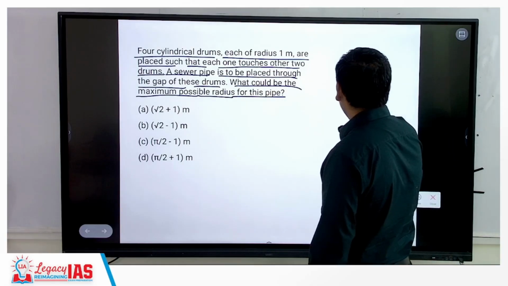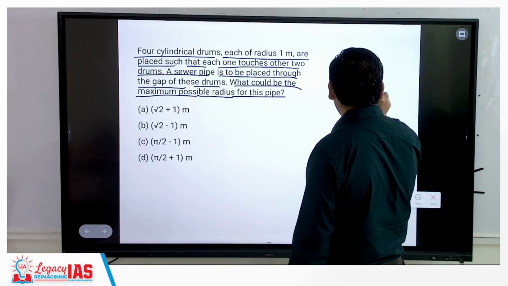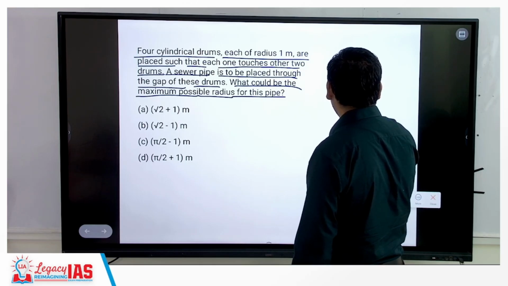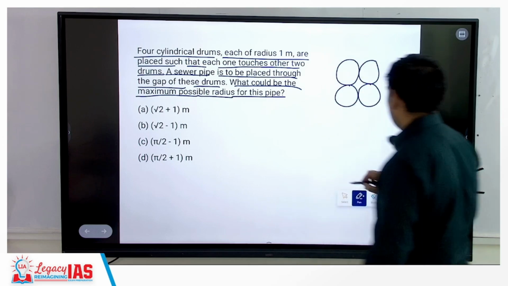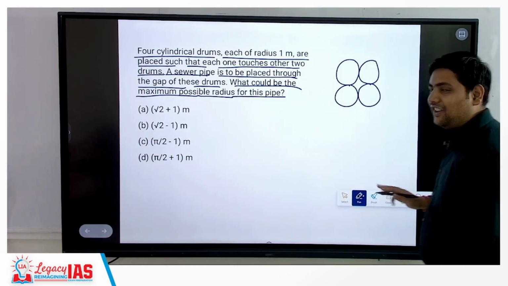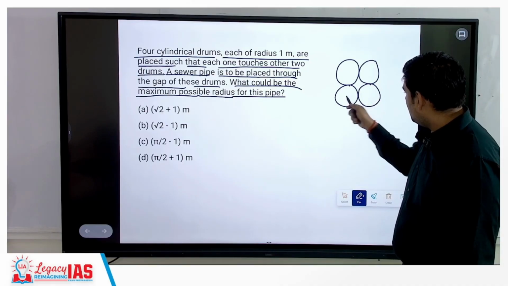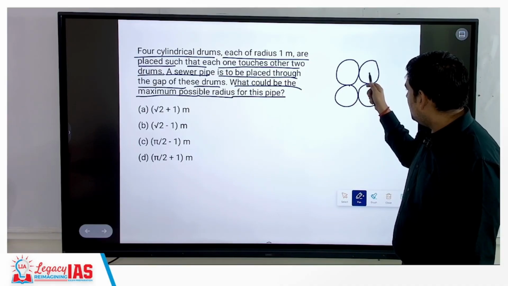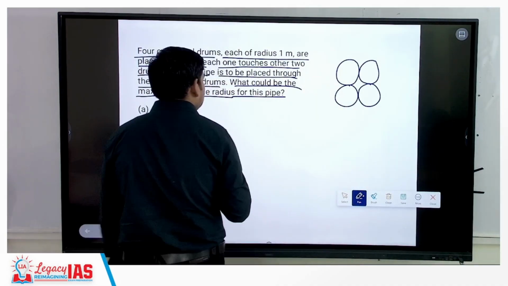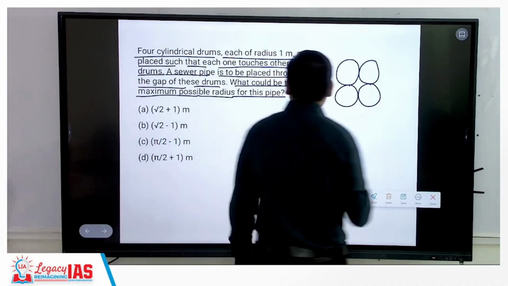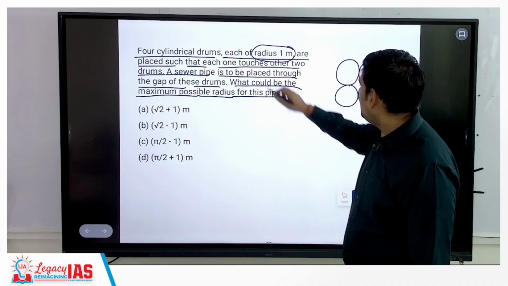So let's draw 4 drums that are equal. Yeah, this should work. So these are 4 drums. Can you see? This one is touching these 2. This one is touching these 2. This one is touching these 2. So every drum is touching 2 of them. Now see carefully. What does it say? The radius of each circle is 1 meter.